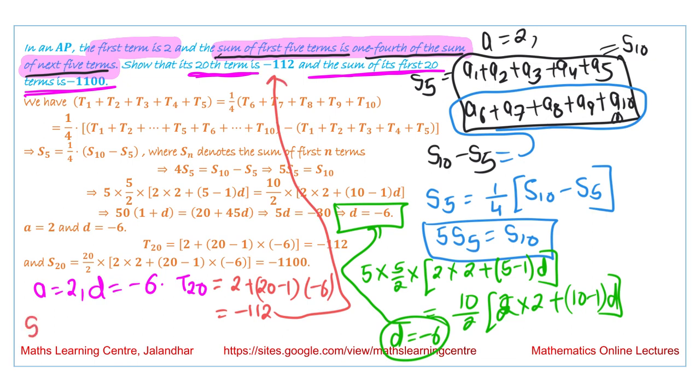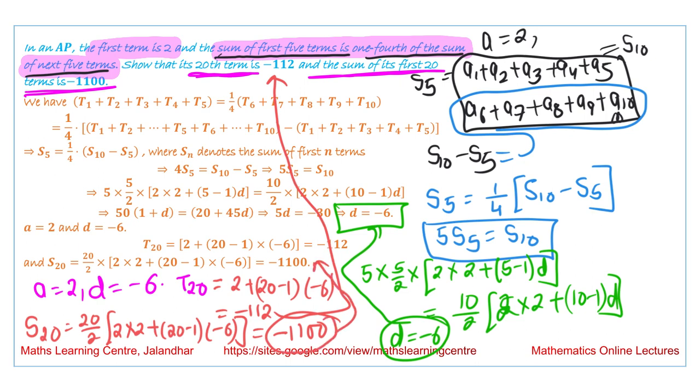Now we have to calculate S20. That will be equal to 20 by 2 into (2 into 2 plus (20 minus 1) into minus 6). So the value we obtain is minus 1100. These are the values we had to prove: the 20th term is minus 112 and the sum of the first 20 terms is minus 1100. So these are the answers in this case.